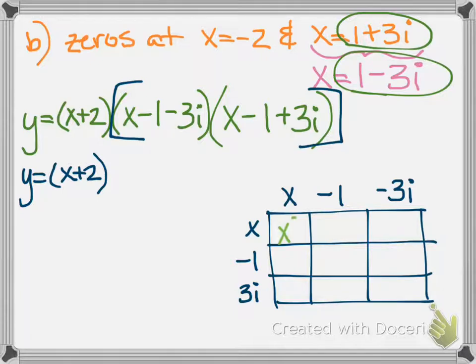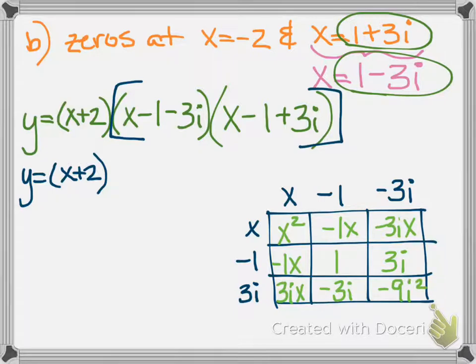So x times x is x squared. x times negative 1 is negative 1x. x times negative 3i is negative 3ix. Negative 1 times x is negative 1x. Negative 1 times negative 1 is a positive 1. Negative 1 times negative 3i is a positive 3i. Down on the bottom, 3i times x is 3ix. 3i times negative 1 is negative 3i. And 3i times negative 3i is a negative 9i squared.